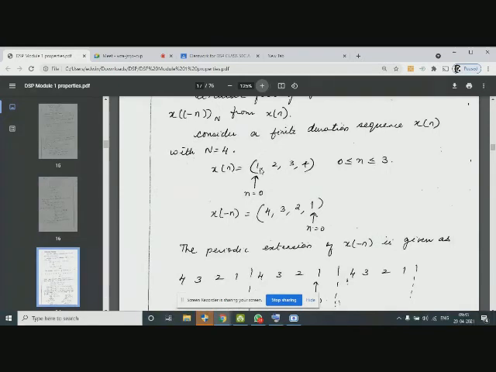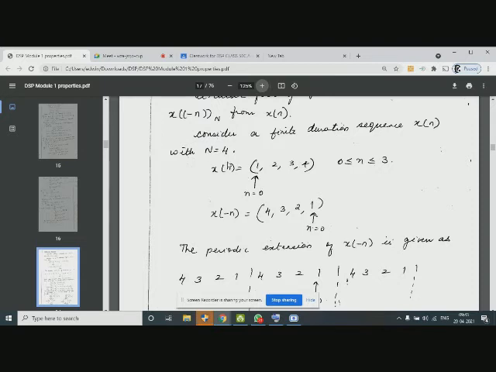So X of n, suppose it is 1, 2, 3, 4. X of minus n will be what? How will you write X of minus n? Do you remember this? Even in your signals and systems, you would have done this. No problem, even if you don't remember. So just imagine at n equal to 0, you had this. You had 1, 2, 3, 4. N equal to 0, 1, 2, 3. X of minus n means what?